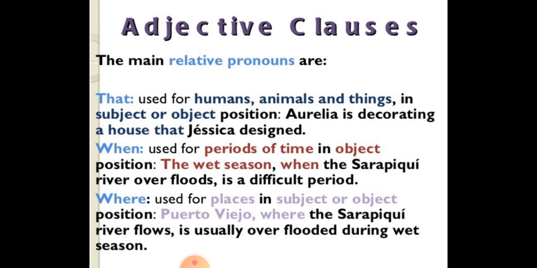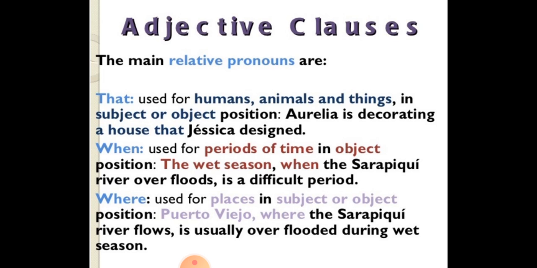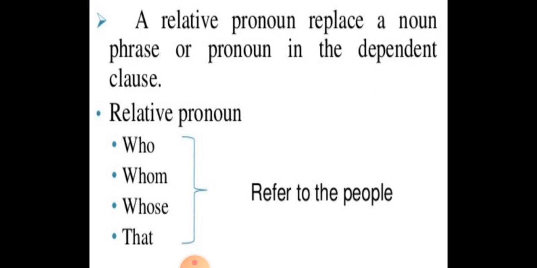Let's see the example. The wet season, when the Sarapiquu river overflows, is a difficult period. So here when you can see it is denoting the period of time. Where is used for places in subject and or in object position. Puerto Viejo, where the Sarapiquu river flows, is usually overflowed during wet season. So where here is denoting places, इसके बारे में बता रहे हैं. Okay, so these are the few relative pronouns.